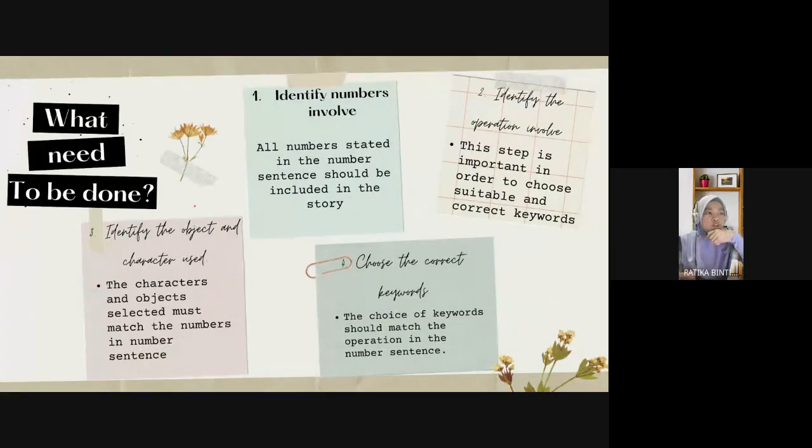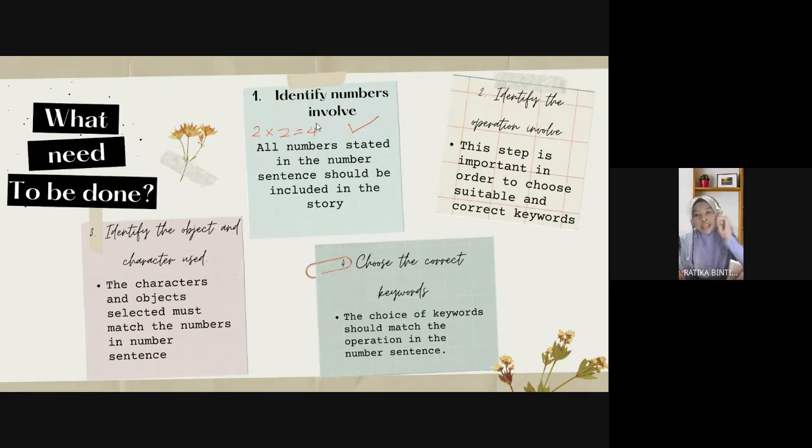Okay, what need to be done? Okay, how do we create story? The first one is we need to identify the numbers involved. For example, if I have 2 times 2 is equal to 4, okay, so you need to identify, oh, there is number 2. There are 2, okay, and there is number 4. Oh, all this number, you need to include it in your story, okay? Jangan left behind any numbers. If there's 3 number, then you need to include 3 numbers in your story.